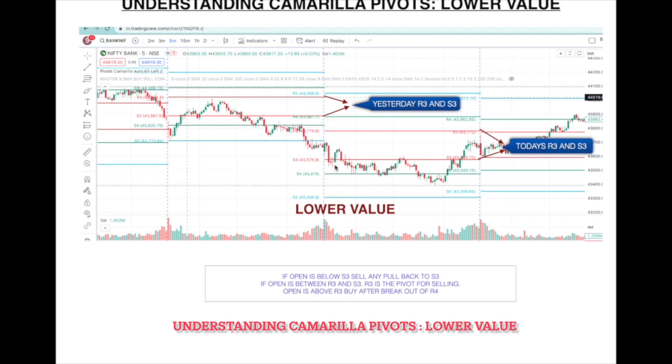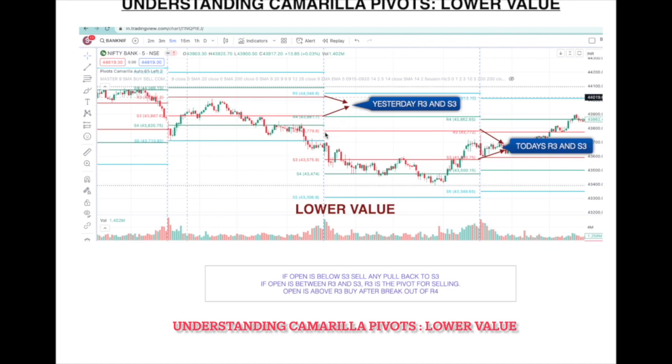Here what is the condition? First condition, please listen carefully. If the market opens above R3, any breakout of R4 will be a buying opportunity for a target of R5. So condition 1 finished. Now condition 2.